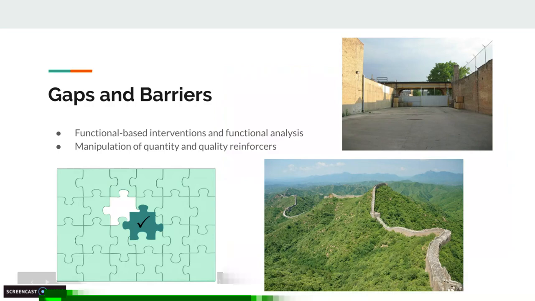Another gap in the research of ADHD is the study of manipulation of quantity and quality of reinforcers. That is, delayed versus immediate reinforcers and large versus small reinforcers. Some research has been conducted on this. This research mostly focused on time delay, so like I said, immediate versus delayed reinforcers, and the magnitude of reinforcers, small versus large reinforcers.